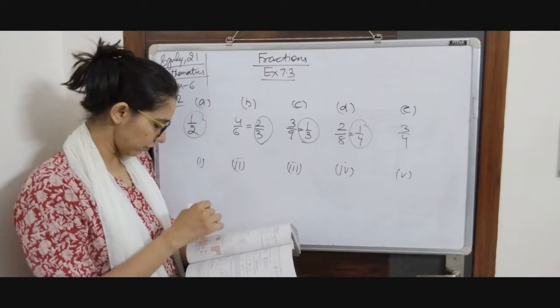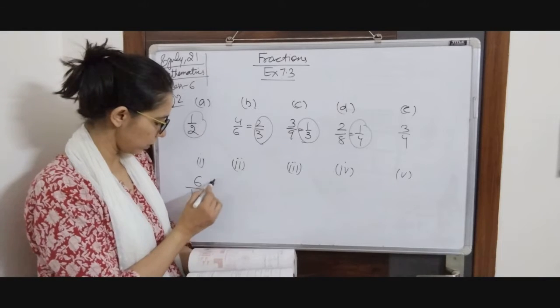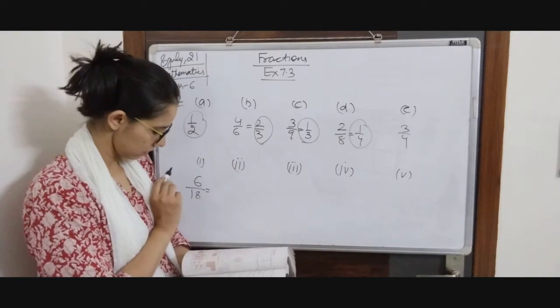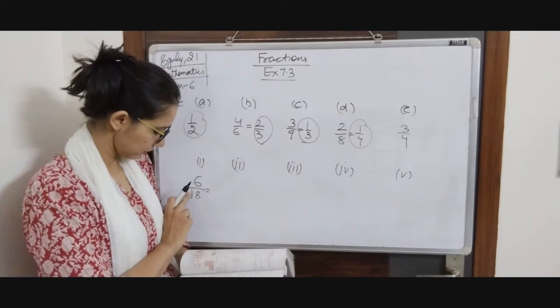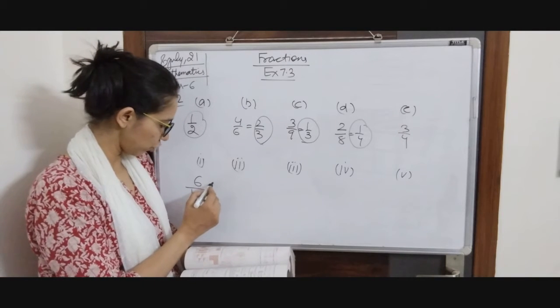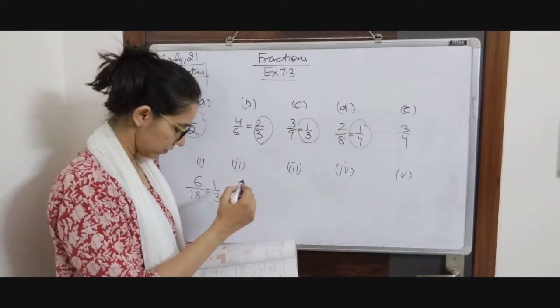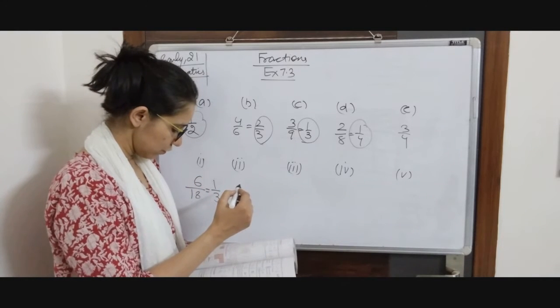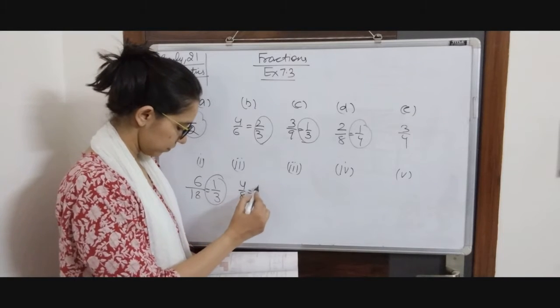Next is our 1, 2, 3, 4, 5, 6. 6 by 18, which is going to be 1 by 3. Then we have the next one, our 4 by 8. 4 by 8 is going to be 1 by 2.